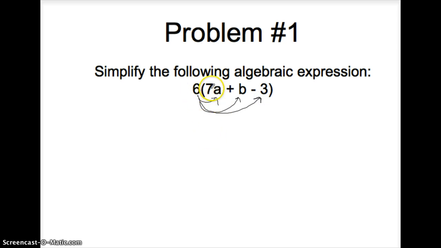We have 6 times 7A, and when we multiply these, we're just multiplying the numbers. 6 times 7 is 42. We leave the A. Plus, because there's a plus sign, 6 times B, we can just write that as 6B. Then we have a minus sign. For our last term, 6 times 3, we leave our minus sign there. 6 times 3 is 18. All right? That's all we need to do for distributive property. Let's try the next slide.